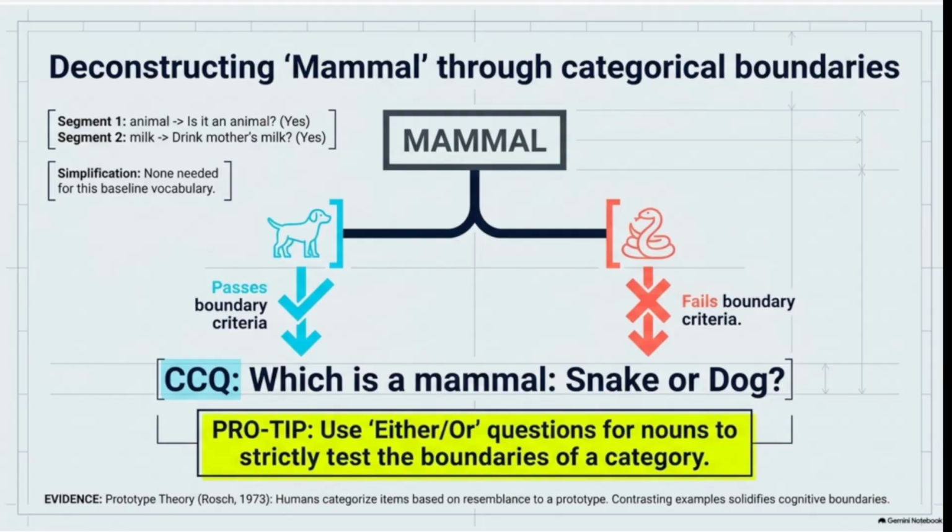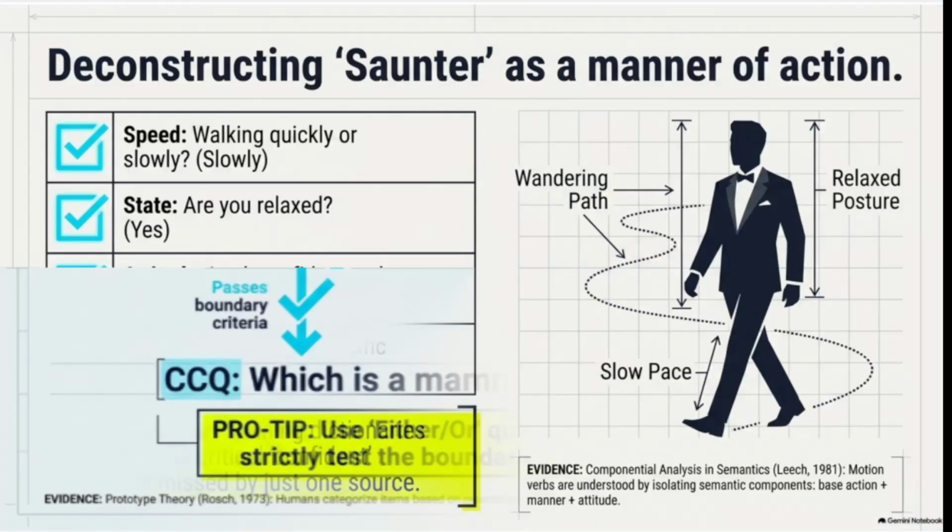No. This is particularly useful because students need to understand the boundary of the category. A student who knows that a dog is a mammal but also thinks that every animal is a mammal has not fully understood the concept. This is why examples and non-examples are powerful. For many nouns, ask students to distinguish between something that belongs to the category and something that does not. That gives you stronger evidence of understanding.